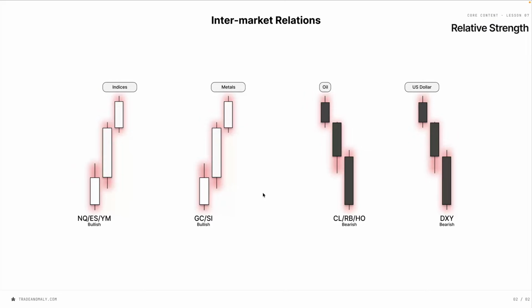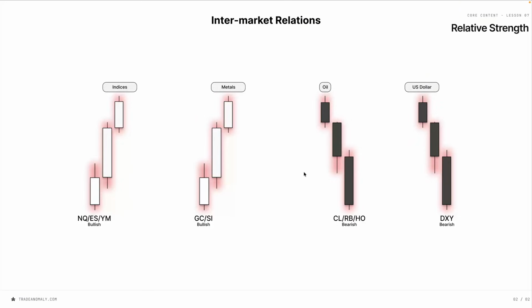It's like a confluence, all right? So this is typically how markets move together. If indices is bullish, typically metals is also bullish, and oil is bearish, and the US dollar is bearish, right? If oil is bearish, metals is bullish, etc., right? So we can kind of use this to our advantage.